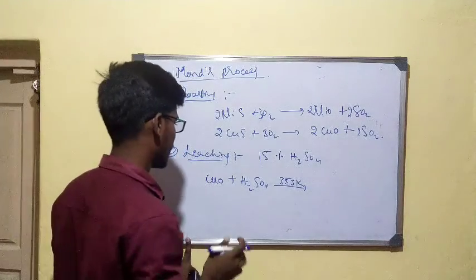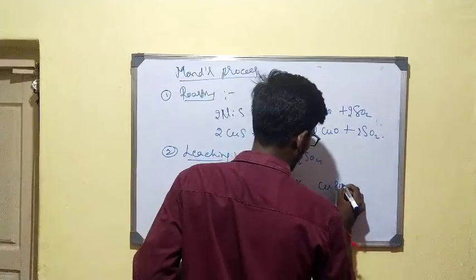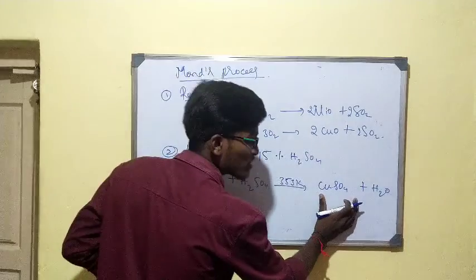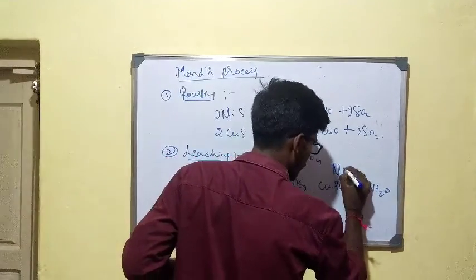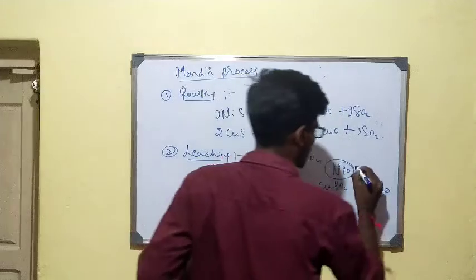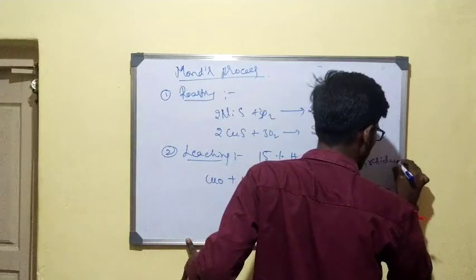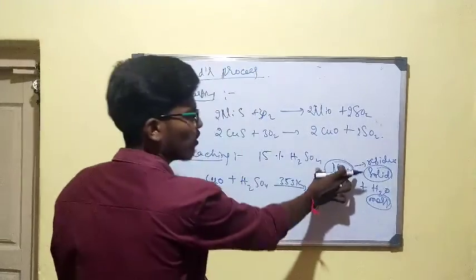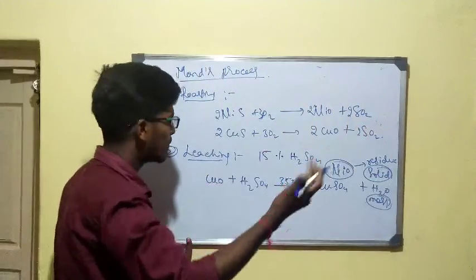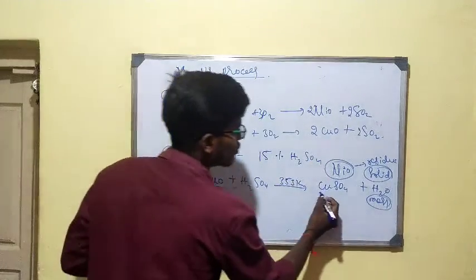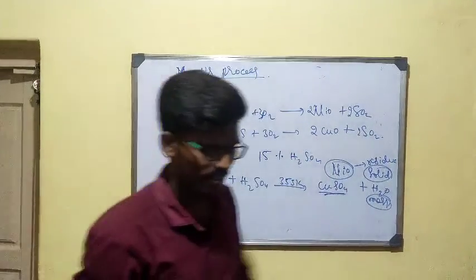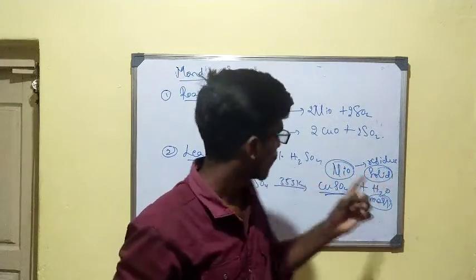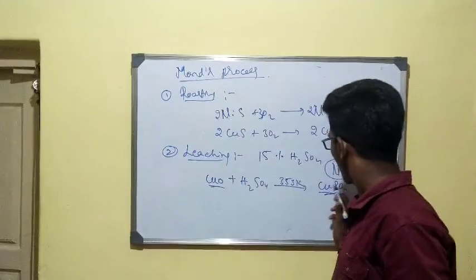If you know about chemical kinetics, right? You are going to observe copper sulfate plus H2O. That means your copper oxide gets dissolved as copper sulfate, but your nickel oxide remains as residue, or a solid mass. Now you have a solution that contains a solid mass, which is nickel oxide, and a liquid, which is copper sulfate.